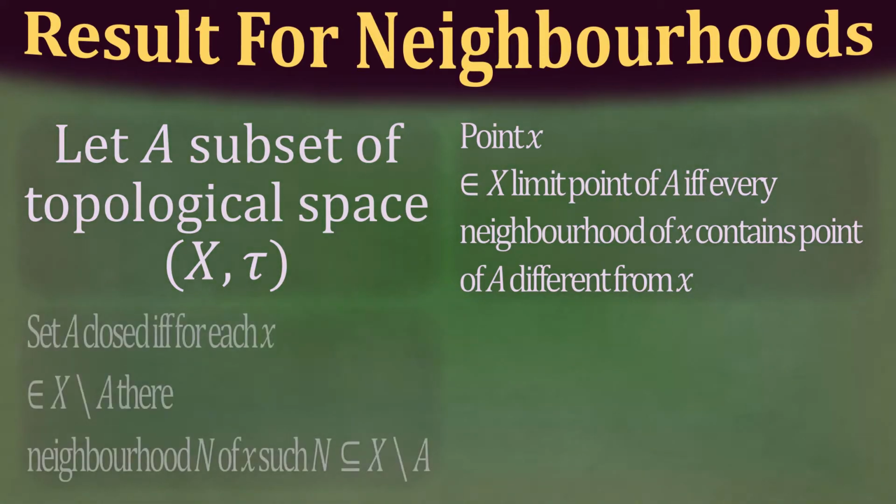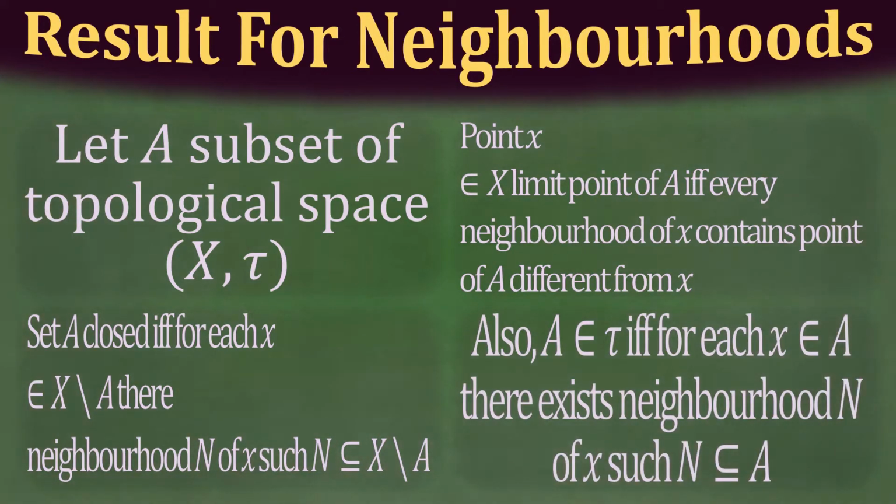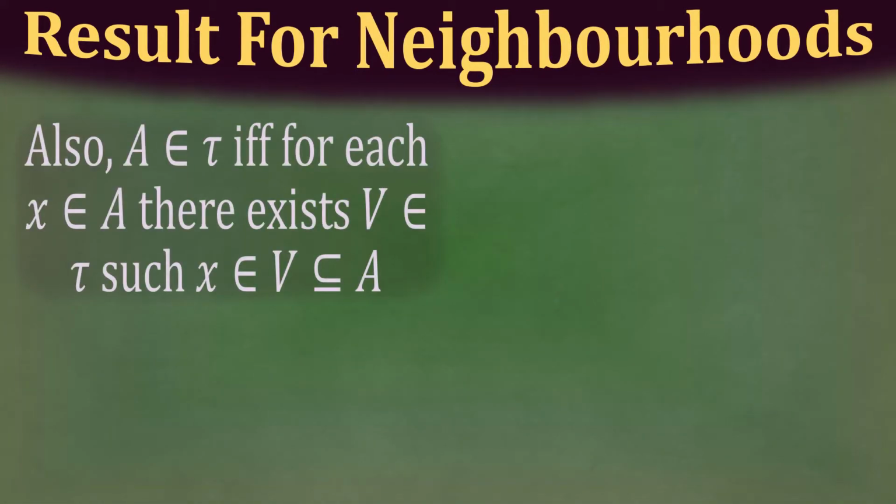Also, the set A is closed if and only if for each x in X without A there is a neighbourhood N of x such that N is a subset of X without A. Further, A is in T if and only if for each point x in A there exists a neighbourhood N of x such that N is a subset of A. Also, A is in T if and only if for each x in A there exists a V in T such that x is in V, which is a subset of A.